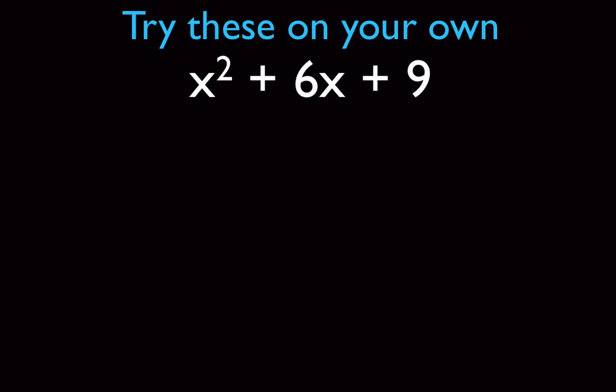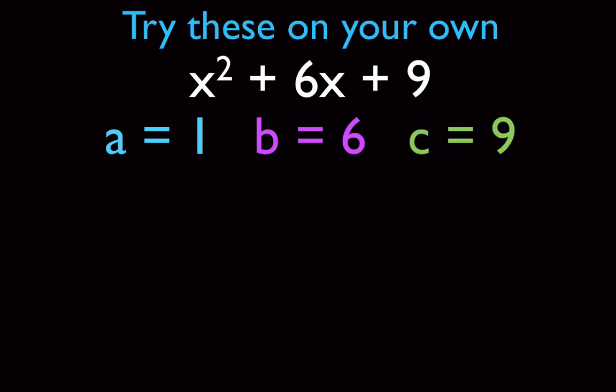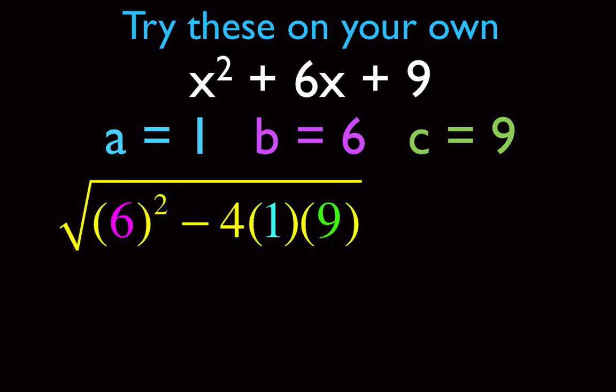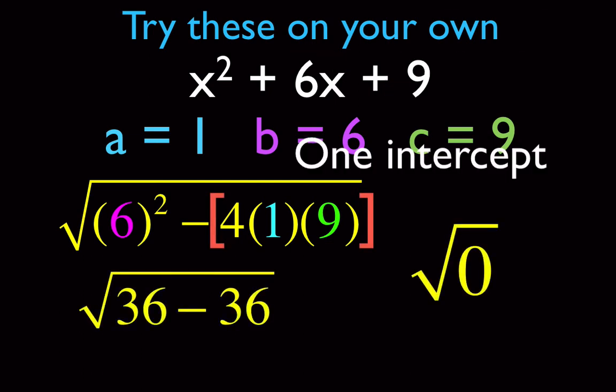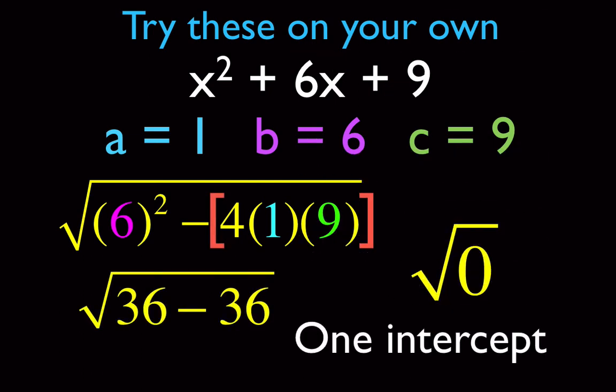Another one for you to try here. A is 1, B is 6, C is 9. So pause the video, give it a try. Alright, so hopefully you plugged it in correctly. From there we're going to get 36 minus 36, which is 0, which means there should only be one solution or one x-intercept.